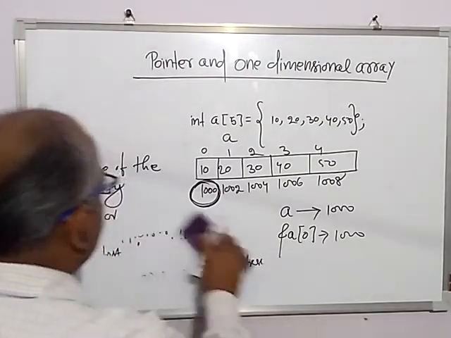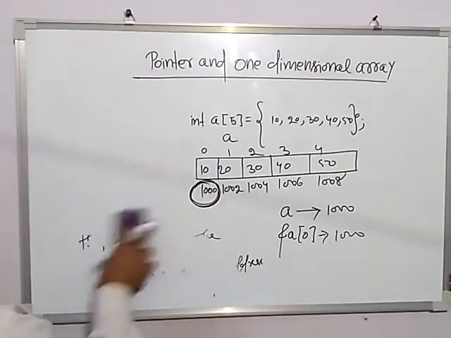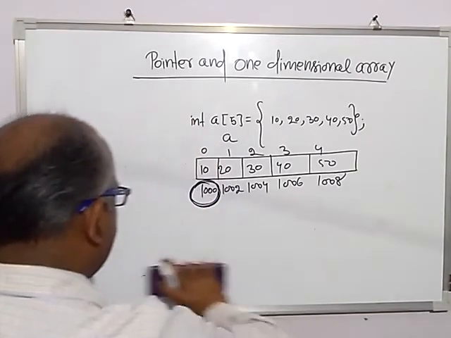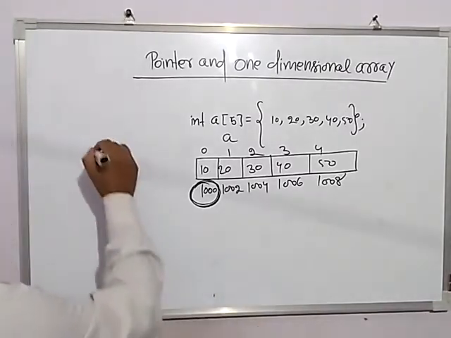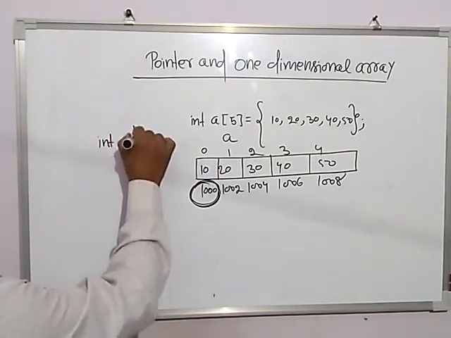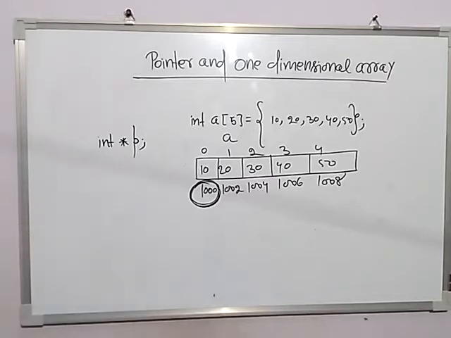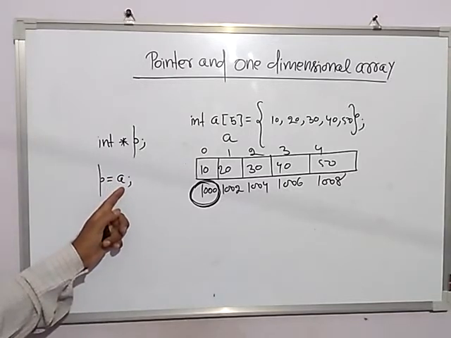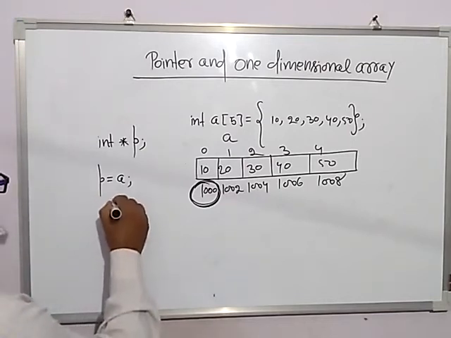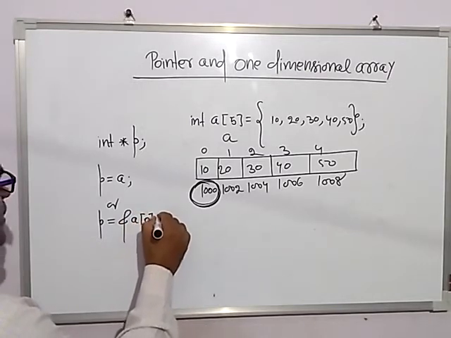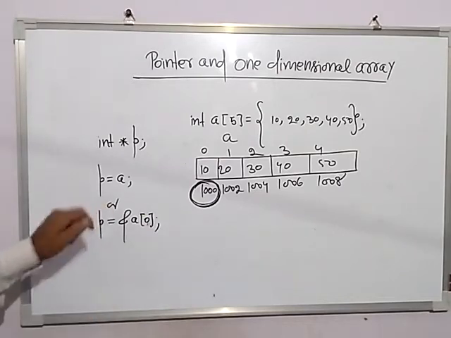Now, if you know the base address of an array, you can easily access the elements of the array. So you see how to access array elements using a pointer. Since it is an integer type array, I take an integer type pointer, int *p. This is an integer type pointer because this is an integer type array. How can I assign the address to p? p = a. a is the base address of the array, so p = a means p is 1000. Or you can write p = &a[0]. In this way you can assign an address to the pointer variable.